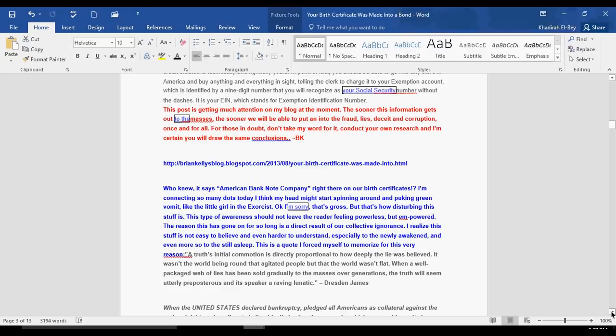This is a quote I forced myself to memorize for this very reason. A truth's initial commotion is directly proportional to how deeply the lie was believed. It was the world being round that agitated people that it wasn't flat. What a well-packaged web of lies has been sold gradually to the masses over generations. The truth was seen as utterly preposterous, and the speaker a raving lunatic.